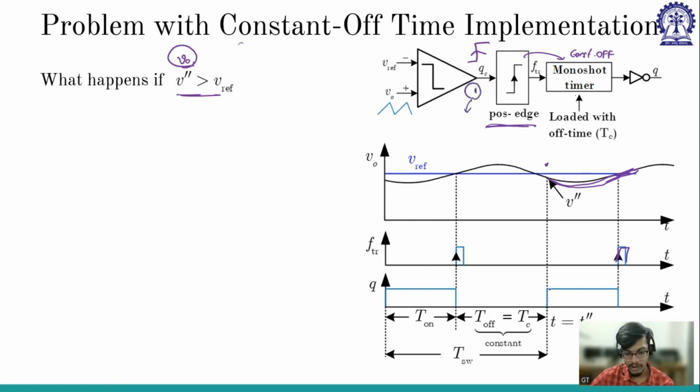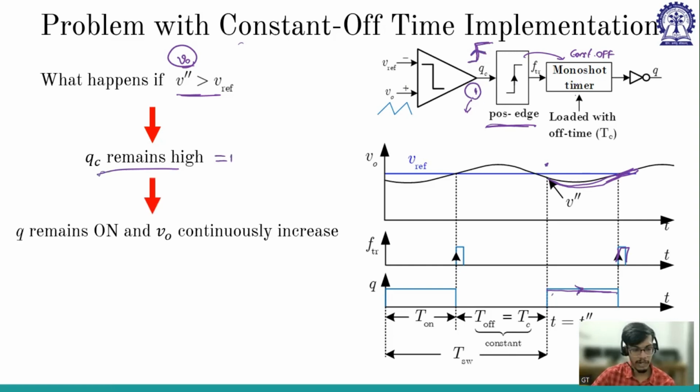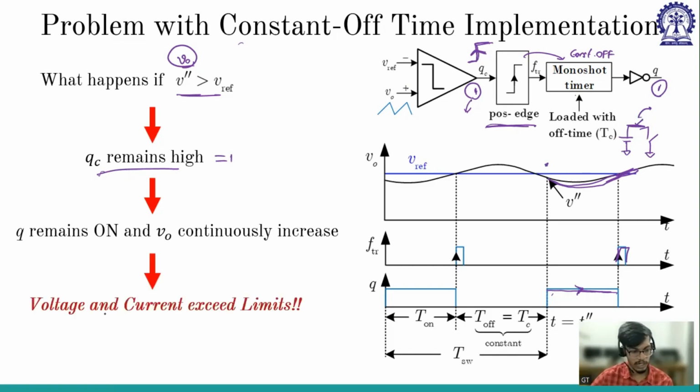So now we have turned on the switch. The on time is on, and when will this on time end? Whenever this sees a rising edge, right? If it is already 1, it will never see a rising edge, and QC will always remain high, and the monoshot timer will never be triggered, and Q remains always 1. The upper switch in the buck converter, so this is the lower switch and this is the upper switch, will always remain on, and the lower will always remain off, and the inductor current will increase, and V0 will increase, and voltage and current will exceed.